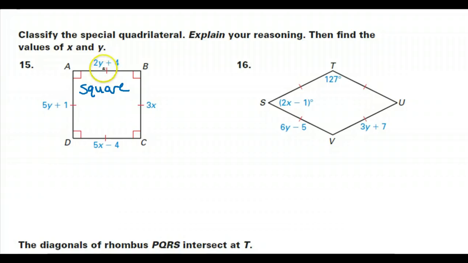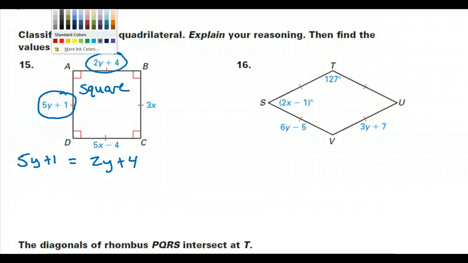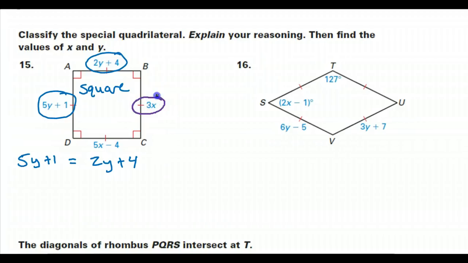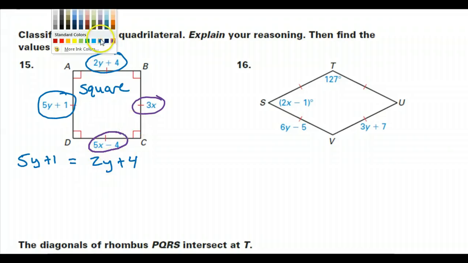So I'm going to go ahead and set the 5y plus 1 equal to the 2y plus 4. Now, I could set opposite sides equal to each other, but those have a y and an x, so that's not going to help me. But because all the sides are congruent, there's nothing to stop me from setting this one congruent to that one. And there's nothing to stop me from setting this one congruent to that one, because all the sides are congruent. So why not do the ones with the variables that I need?